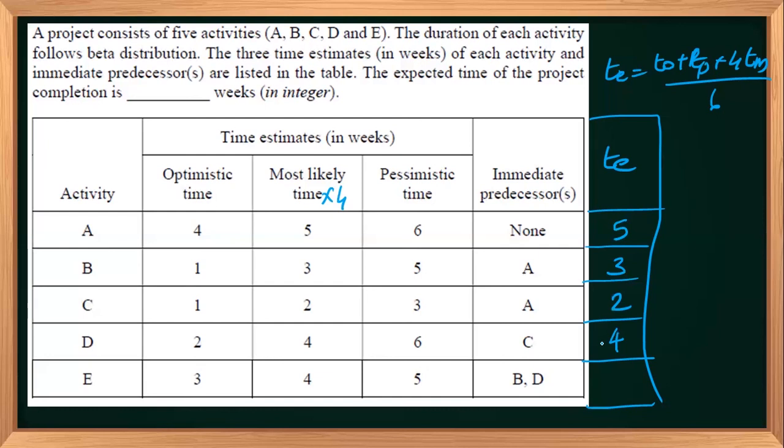What about this one? 4 times 4 is again 16. 16 plus 8 will be equal to 24, divided by 6, that will be again 4. Right. Now we have this one. Now we have to construct the network.